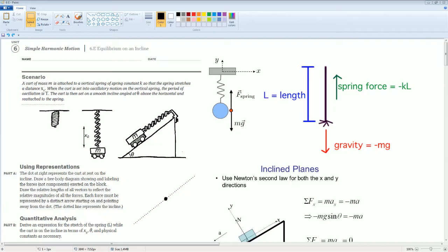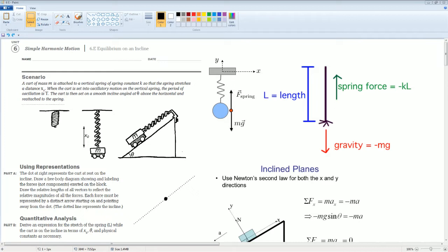Here's the scenario. A cart of mass M is attached to a vertical spring of spring constant K so that the spring stretches a distance x naught. When the cart is set into oscillating motion on the vertical spring, the period of the oscillation is T. The cart is then set on a smooth incline, theta, above the horizontal, and reattached to the spring.